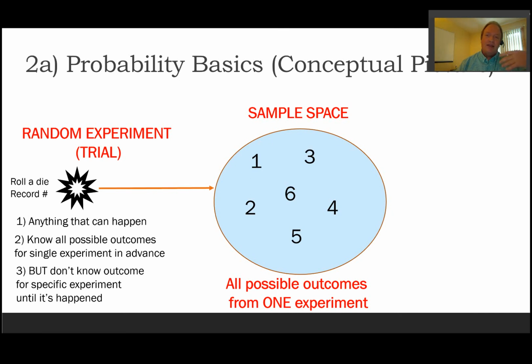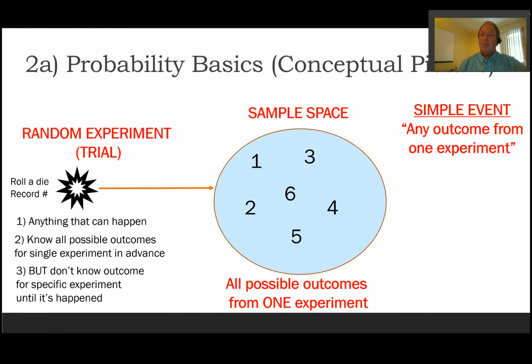Now, this is a very conceptual picture. We want to make it more precise so we can begin to do mathematics. So we're going to introduce a few more terms here. First, we're going to talk about a simple event, and that's any outcome that can occur from one experiment. So again, going back to our die roll, the outcome that I roll a 3 is an example of a simple event.